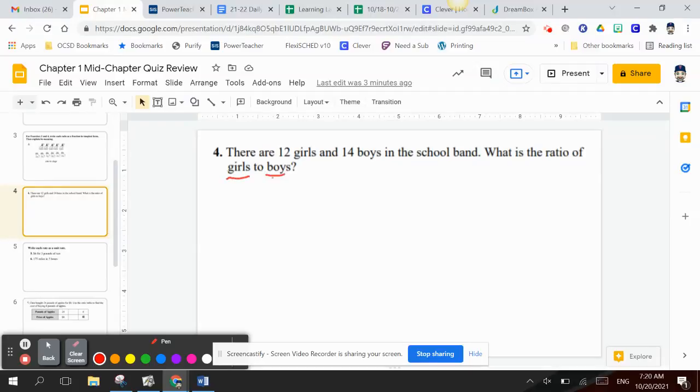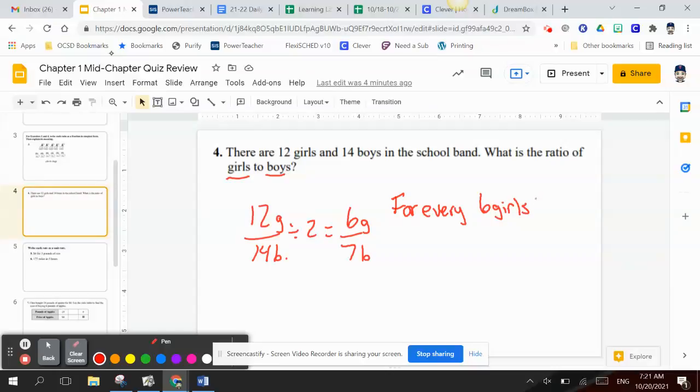So we want girls first and then boys. So I have 12 girls to 14 boys. I want to put that in simplest form so I know each is even numbers, so I can divide each by 2. 12 divided by 2 is 6. 14 divided by 2 is 7. So there are 6 girls for every 7 boys. So if I have to explain that, I write using that sentence frame, for every 6 girls, there are 7 boys. So for every, there are. That's your sentence frame. Fill in your numerator and denominator below.